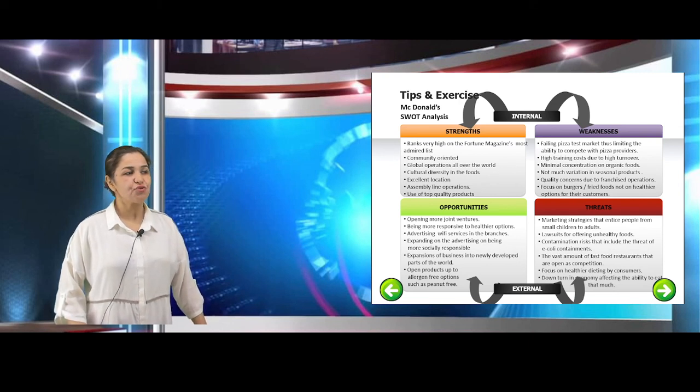And what are the threats? Marketing strategies that entice people from small children to adults. They can make a competition and they can deliver their food among the people of different ages.